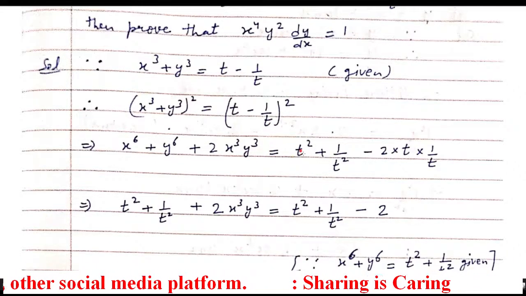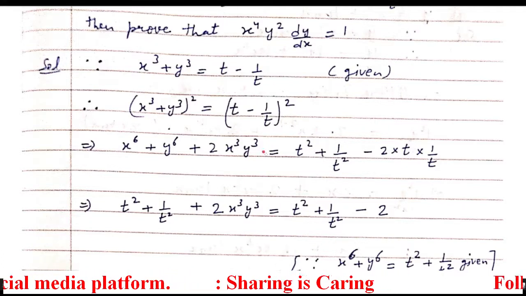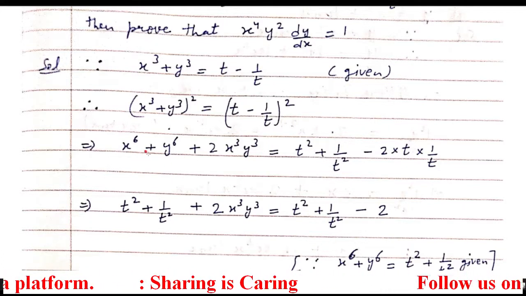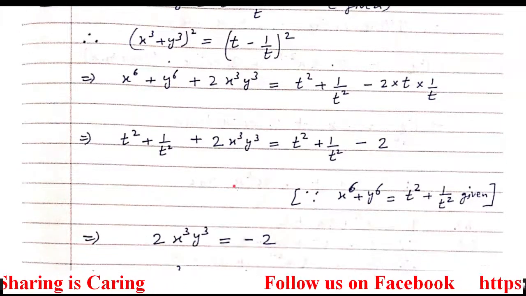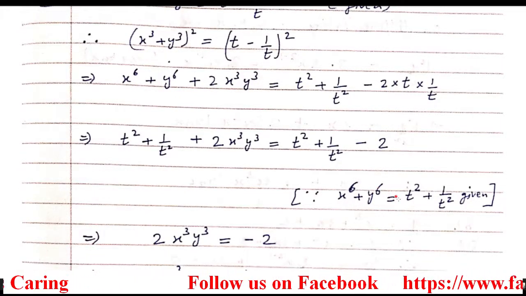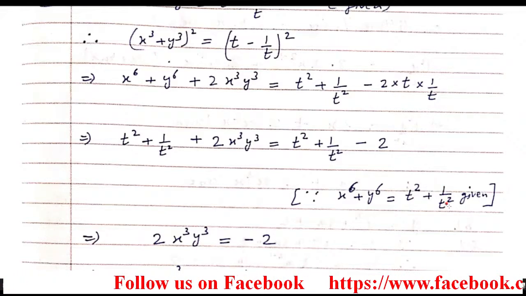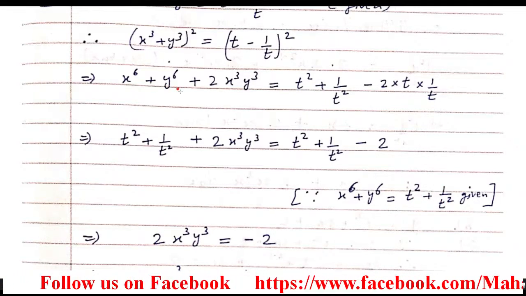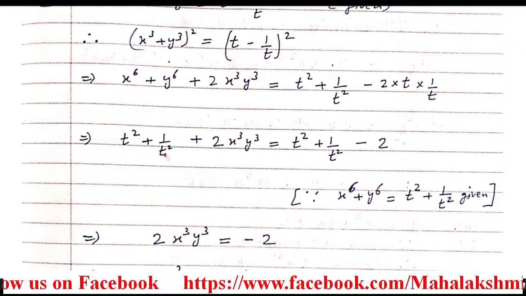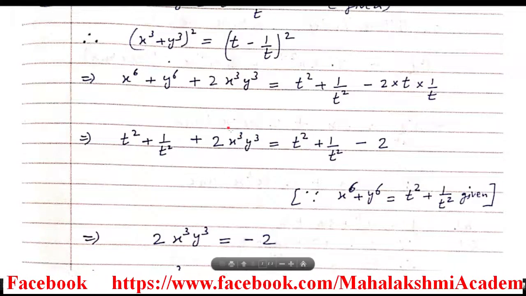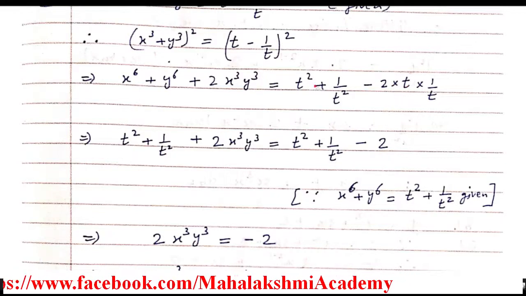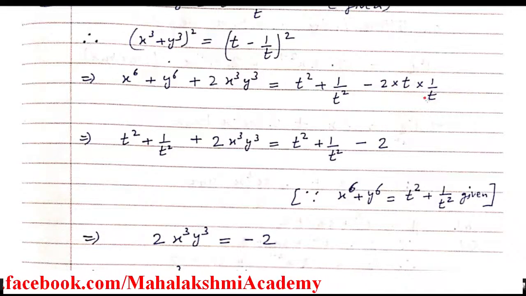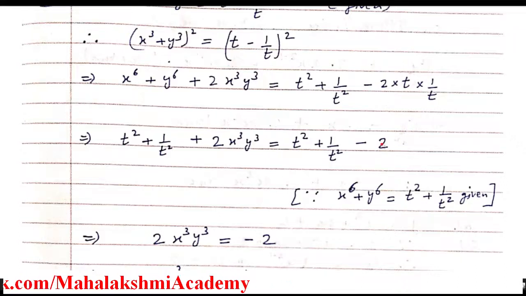Now here t square, and here you have, students, x to the power 6 plus y to the power 6, and in the question just see x to the power 6 plus y to the power 6 is given to us as t square plus 1 upon t square. So instead of these two, replace it by t square plus 1 upon t square and write the other terms as it is. And here we had used a square plus b square minus 2ab. So t and t will cancel, so we will get only 2.